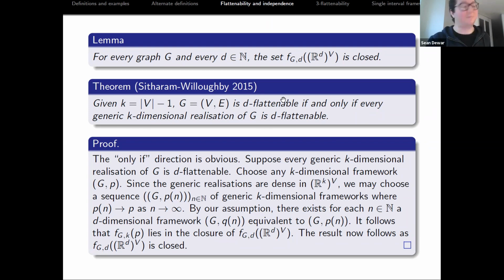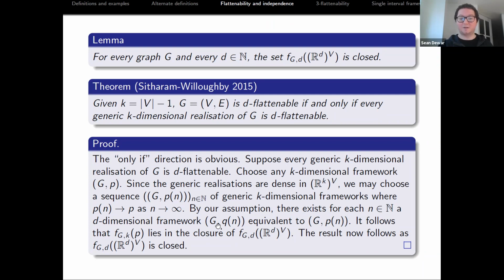I don't know if I want to bother too much on the proof, but we'll go through it. So choose any k-dimensional framework GP. Since the generic realizations are going to be dense in this set, we can always find a sequence that converges to GP. I've called it GPN. Each one of them we're going to assume is a generic k-dimensional framework. By our assumption, each one of them is going to be deflattenable.